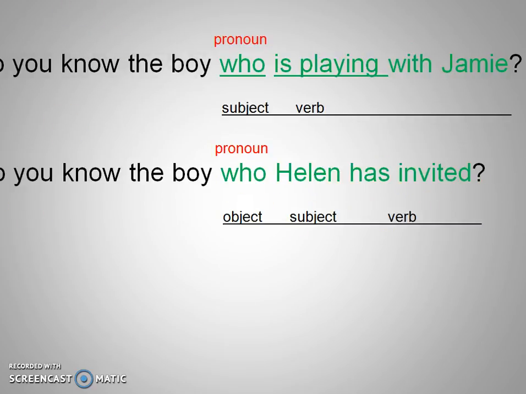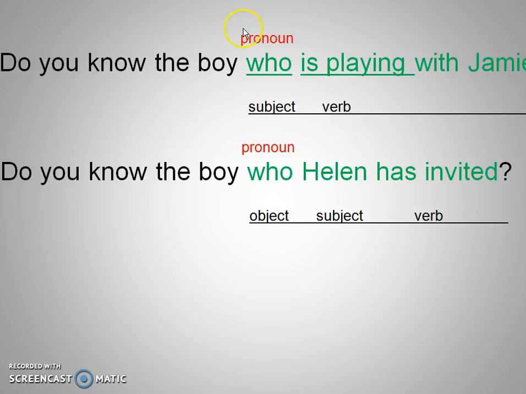So we can have a subject relative clause or an object relative clause. If we have a subject relative clause, the relative pronoun refers to what works as the subject, whereas in the second one the relative pronoun refers to the object, since in this second sentence Helen is the subject.